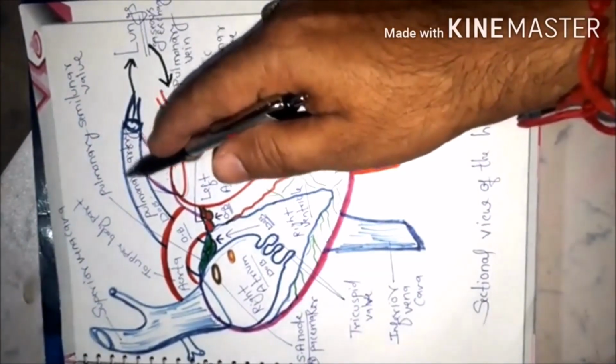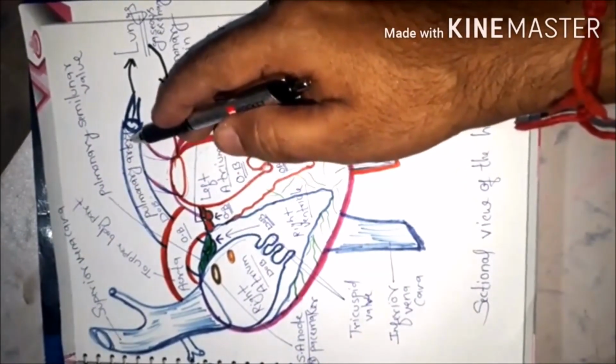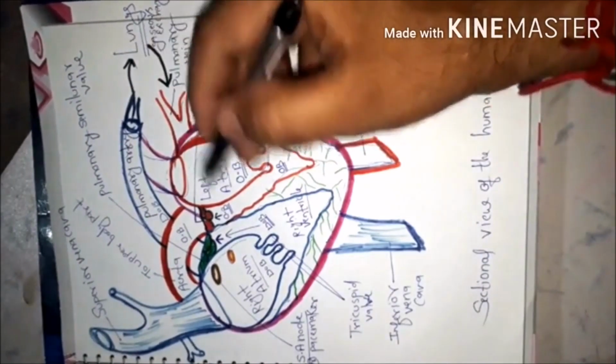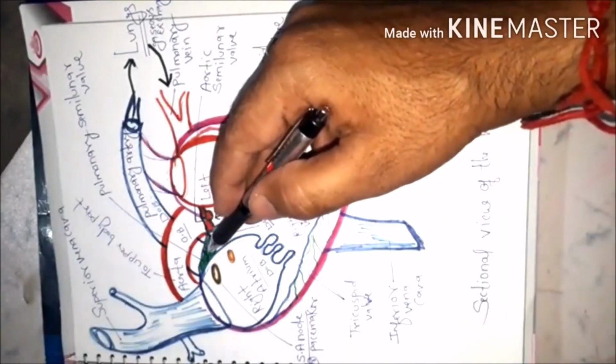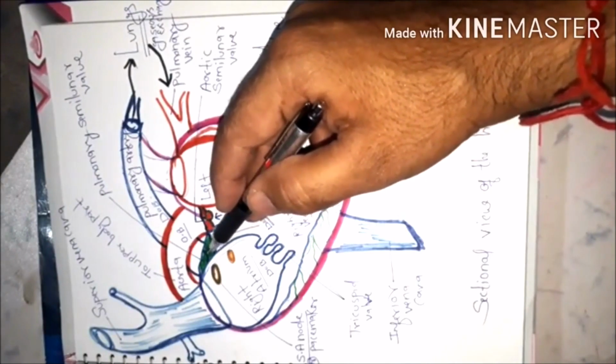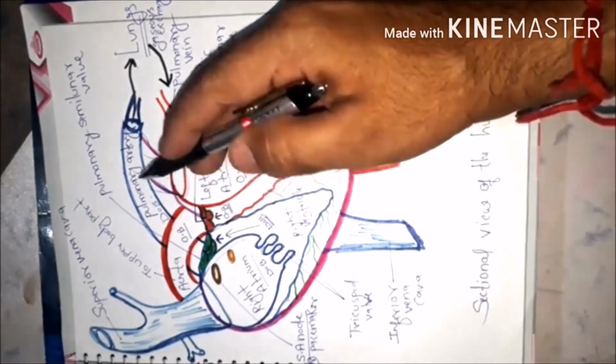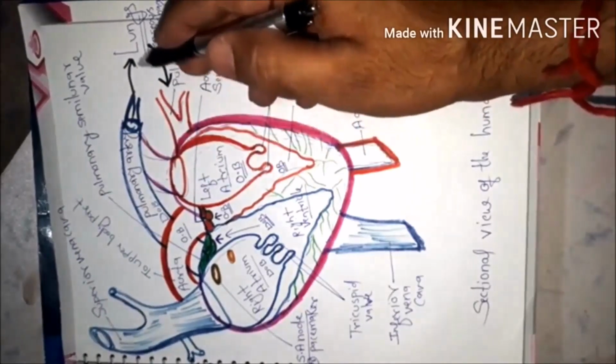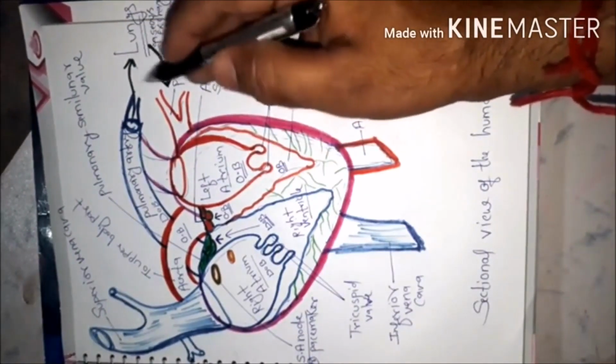With the help of the pulmonary artery, all the deoxygenated blood goes into the lungs. Whenever the pulmonary semilunar valve opens, all the deoxygenated blood goes into the pulmonary artery. By this pulmonary artery, all the deoxygenated blood goes into the lungs for gaseous exchange.